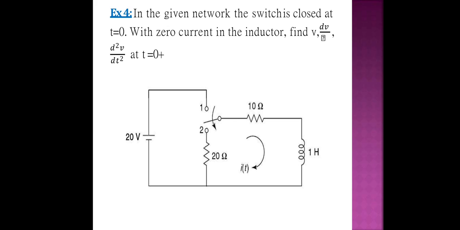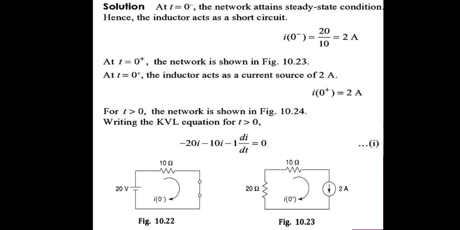Now let us take another example, which is the given circuit. The switch is closed at t equal to 0, with 0 current in the inductor. Find V, dV/dt, d square V by dt square at t equal to 0 plus. How much voltage is applied? 20 volts is applied, and the switch is here, the resistors are 10 and 20, and 1 Henry is here. When the switch is closed, what happened? Observe this is the initial value condition at t equal to 0, the switch is closed and there is 0 current in the inductor. So I of 0 plus is 0, and you have to go through this.